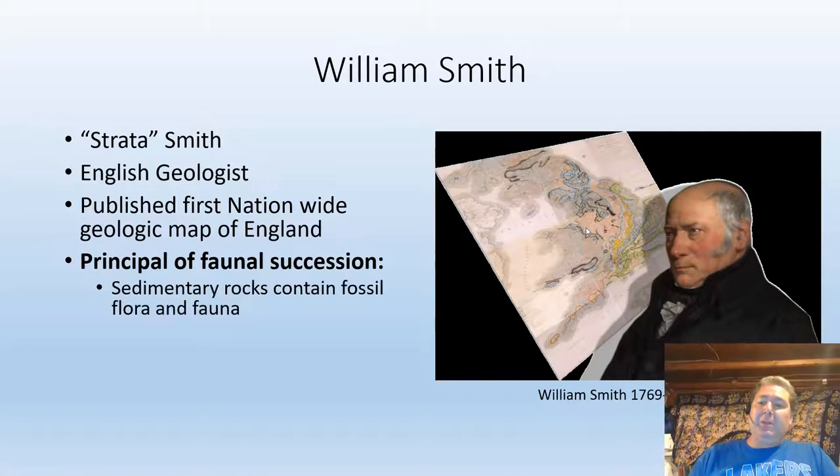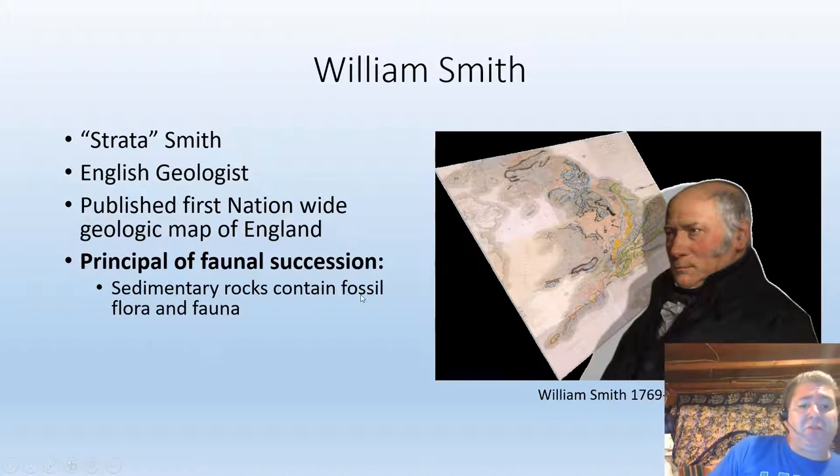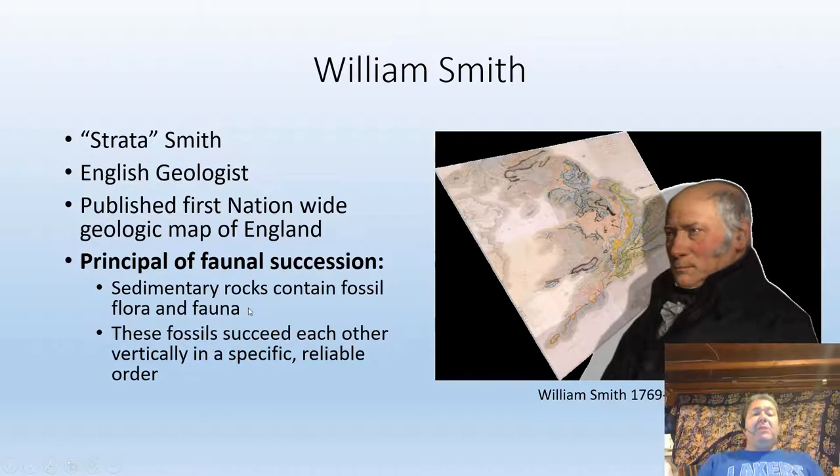Now, this is before Darwin's theory of evolution was published. Evolution was still a thing back then, but a mechanism wasn't given until Darwin got to it. So this is before Darwin's publication of The Origin of Species. But he still noticed that sedimentary rocks contain fossil flora, which is plants, and fauna, which is animals, and these fossils tend to succeed each other in a very specific, reliable, and predictable way. That's because they evolve as time changes.